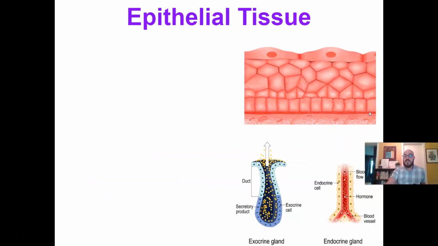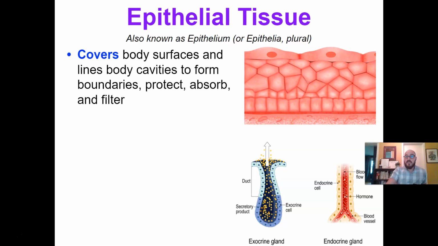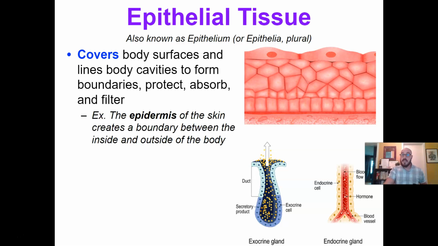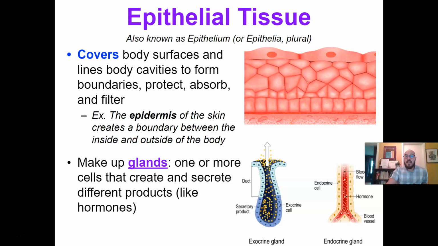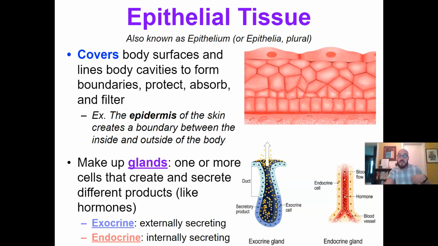So what are all these different tissues? What are they used for? So epithelial tissue is used for covering body surfaces, and it protects your body. So this is going to be like the epidermis of your skin, all right? And it can also make up glands that need to excrete things or kind of take things in. All right, so exocrine is externally secreting, or endocrine is internally secreting. So like your endocrine system internally secretes hormones, whereas an exocrine gland, like a sweat gland, is externally secreting sweat.